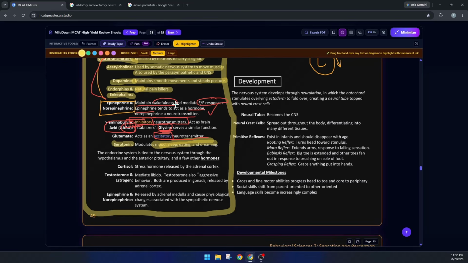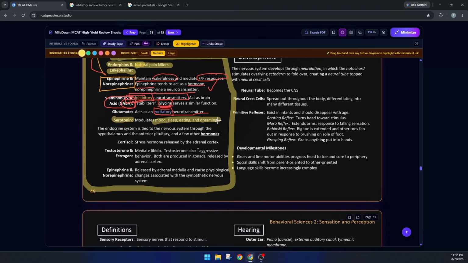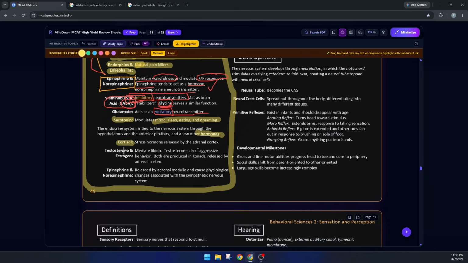So if you ever listen to a fun podcast, like Andrew Huberman or something, maybe you might have heard of serotonin. But anyway, you just have to memorize that, use a flashcard, active recall, whatever helps you. The endocrine system is tied to the nervous system through the hypothalamus and the anterior pituitary and a few other hormones. Okay, now you have to memorize these hormones. So cortisol. Cortisol is your stress hormone released by the adrenal cortex.